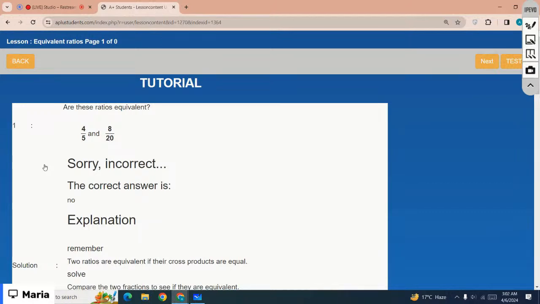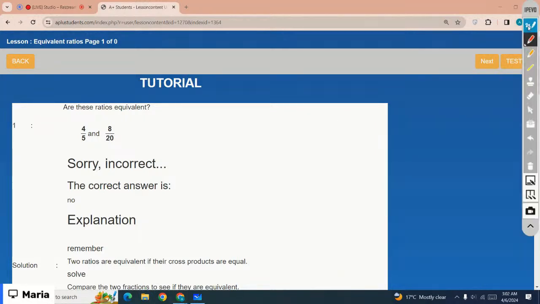Okay, are these ratios equivalent? So how do we see if the ratios are equivalent? Two ratios are equivalent if their cross products are equal. That means if you cross multiply them, they both have exactly the same answer. That means they are equivalent ratios.